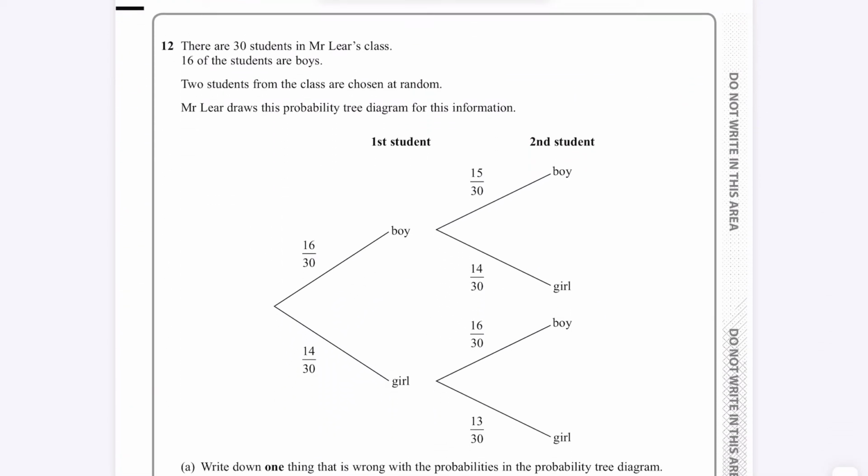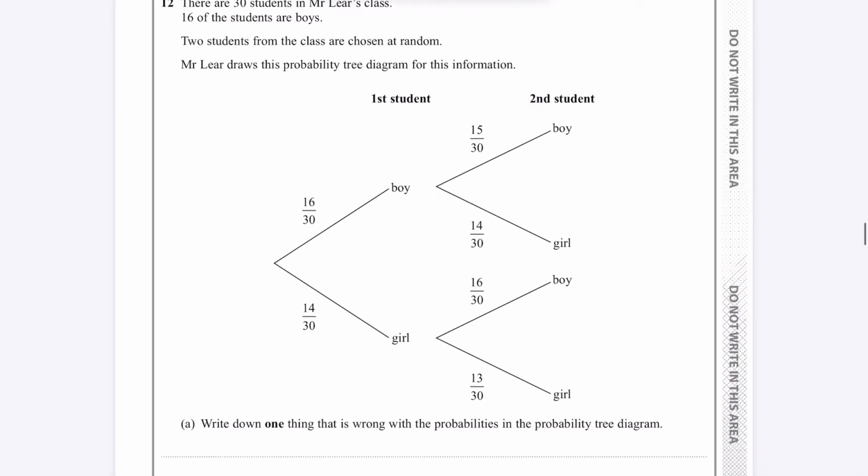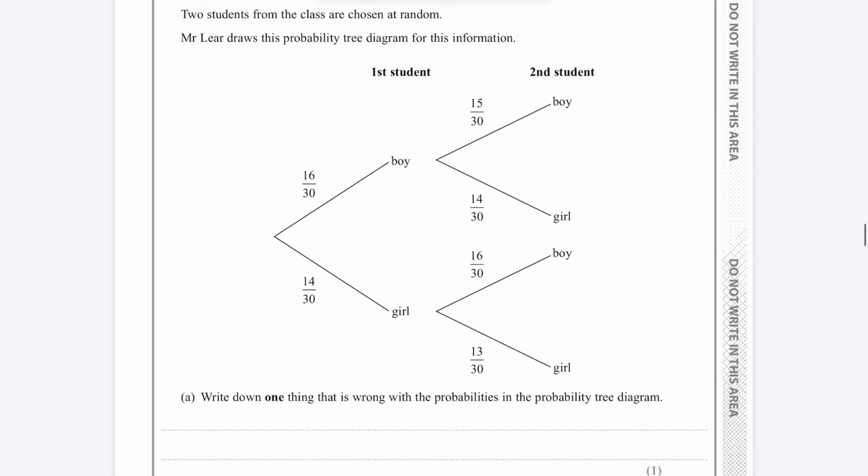Next, 12. There are 30 students in Mr. Leah's class. 16 of them are boys. 2 students from the class are chosen at random. Mr. Lee draws the probability tree diagram for this information. That's first student and second student. Write down one thing that is wrong with the probabilities in the tree diagram.